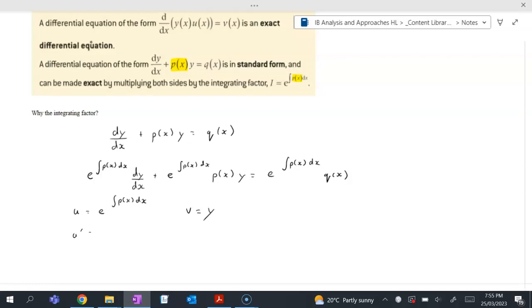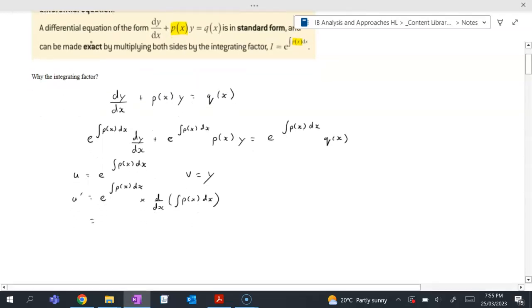Now, u dash is equal to, well, when we differentiate an exponential, it's just e to its power, so e to the power of the integral of p of x dx, times the derivative of the power, so times d by dx of the integral of p of x dx. Now the derivative of an integral is just the original function, so this derivative is e to the integral of p of x dx times p of x. And where v is y, the derivative of v is just dy/dx.